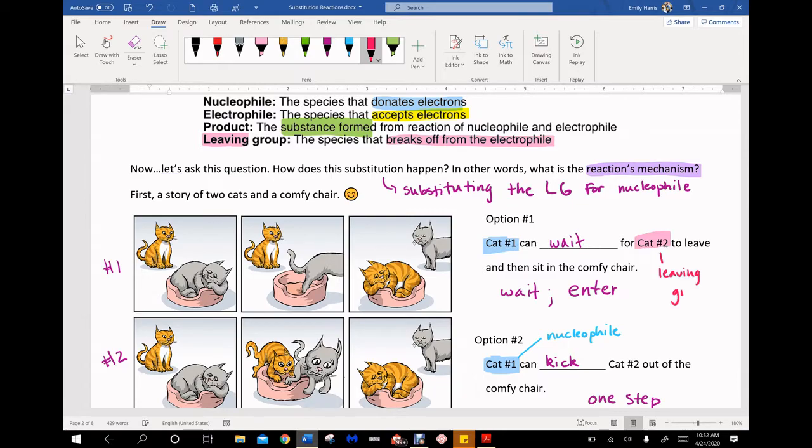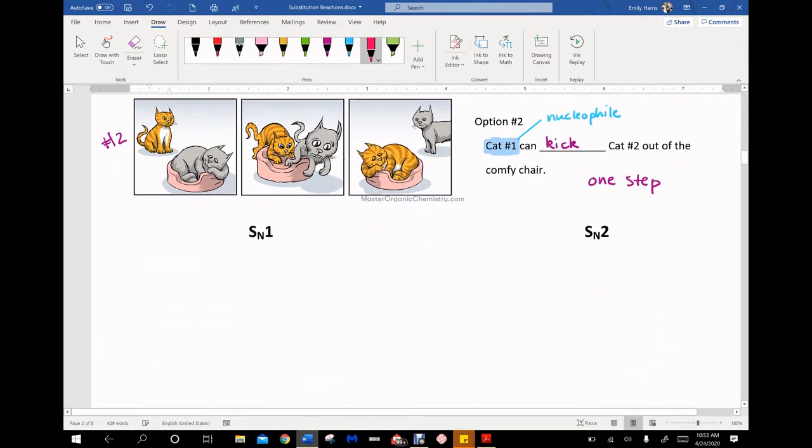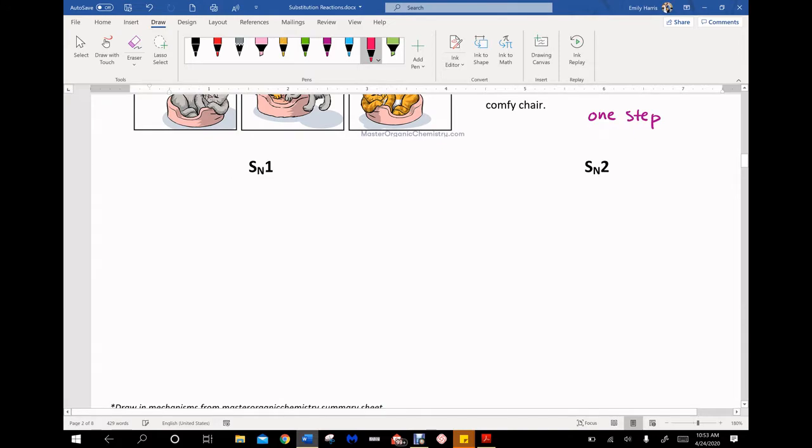So the leaving group can either leave on its own, or it can be kicked out directly by the nucleophile. And so what I'm going to try to do for you briefly is draw out a small representation of how the mechanism can occur. The two mechanisms are called SN1 and then SN2.